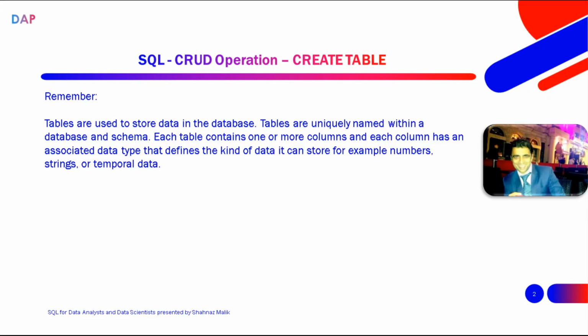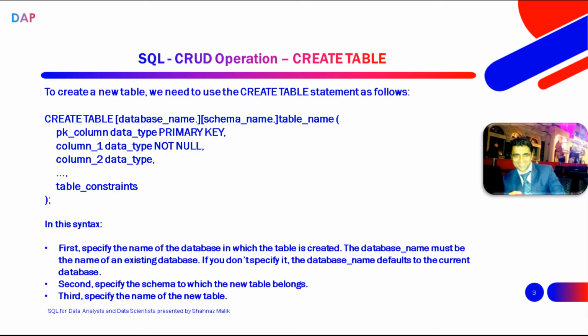Remember, tables are used to store data in the database, and tables are uniquely named within a database and schema. Each table contains one or more columns, and each column has an associated data type that defines the kind of data it can store. For example, it could be numbers, strings, or temporal data.